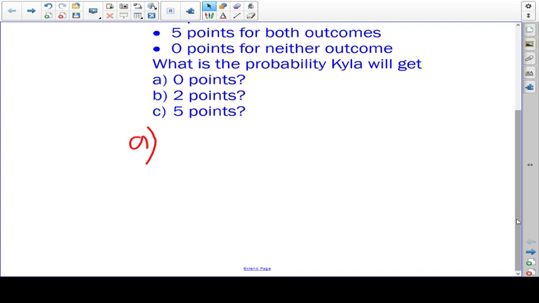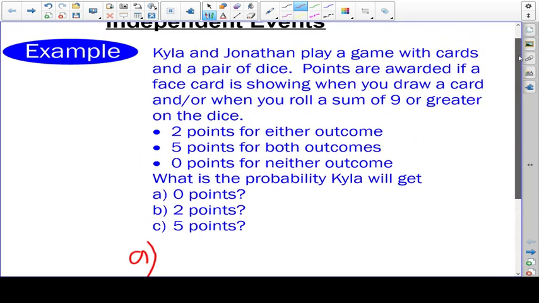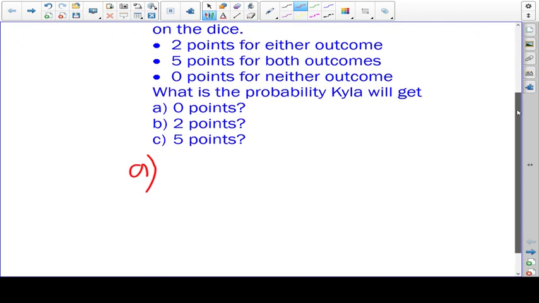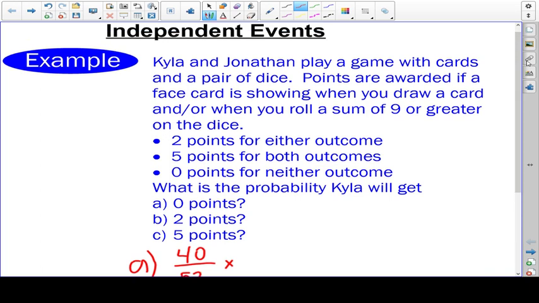So, what's the probability of 0 points? Well, 0 points would be no face card showing. So no face card would be 40 out of 52. And we can multiply that by no sum of 9 or greater.